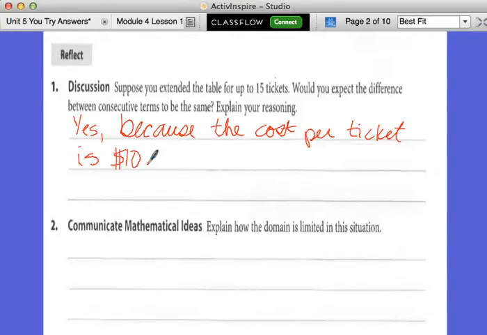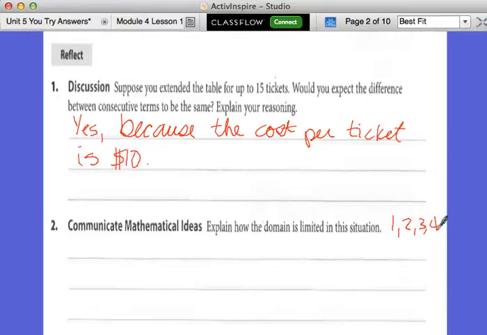The second part says, explain how the domain is limited in this situation. Well, what it's asking is, can your domain be different numbers? And in those different numbers, are there options that you can't use? When looking at this, our domain was 1, 2, 3, and 4. Now here's the thing, we're talking about number of tickets purchased. So thinking logically, can you purchase 0 tickets? No, because if you're not purchasing any tickets, you're not going. And can you purchase negative tickets?